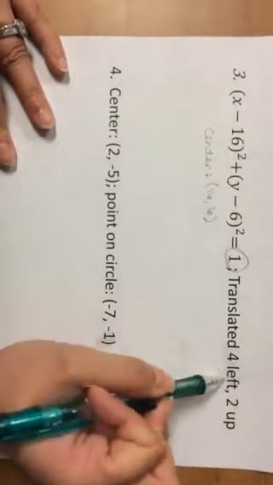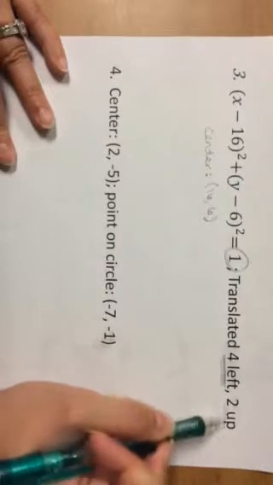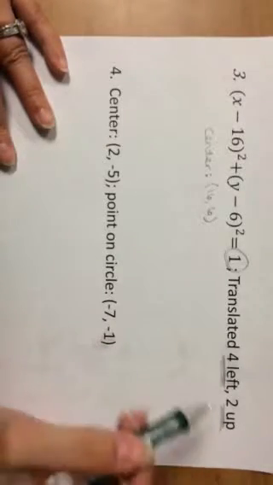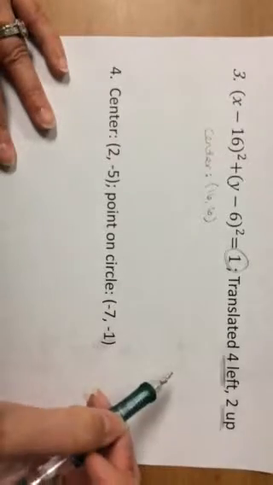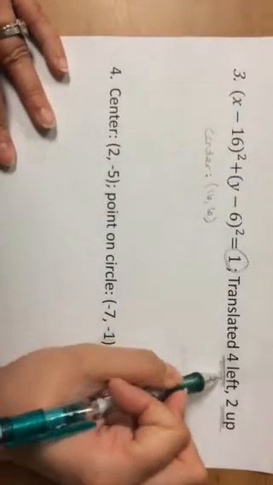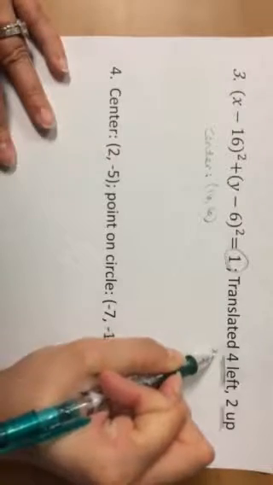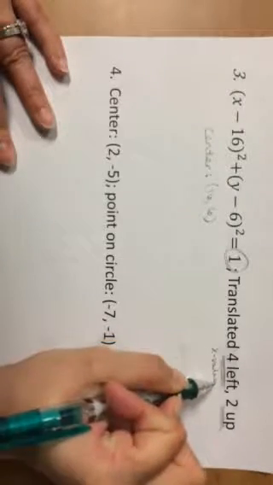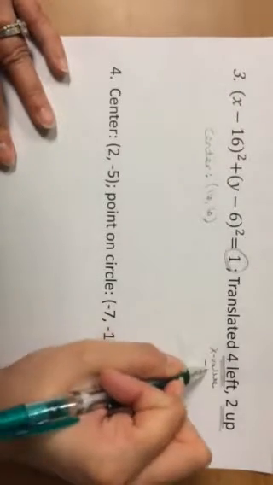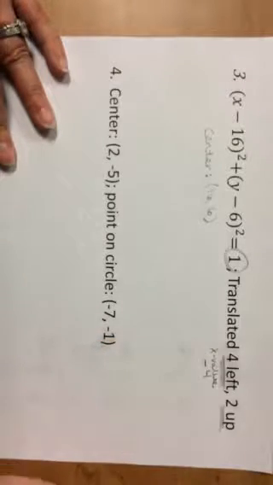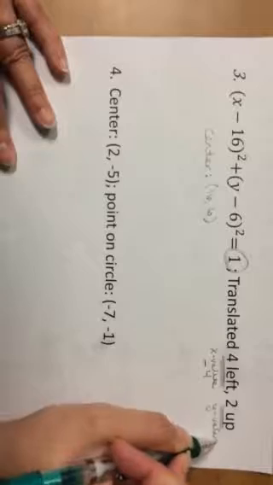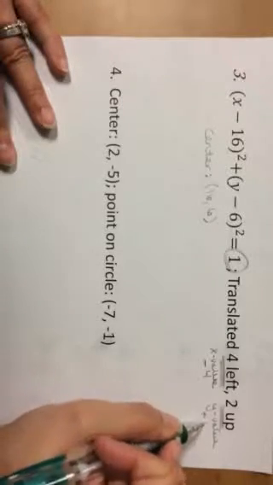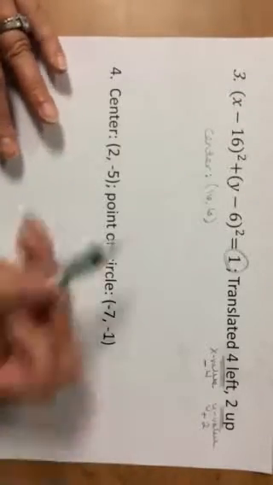If I translate this left 4 and up 2, you have to think about, is that going to affect the x value or the y value, and will it affect it in a positive way or a negative way? If you move left on the graph, that's affecting your x value, and moving left means I'm going to be subtracting 4. If you move up, that's going to affect your y value on a graph, and that means I'll be adding 2.